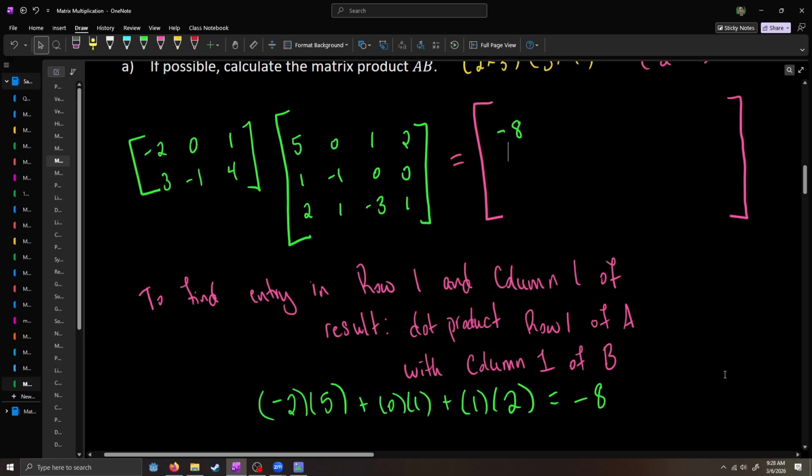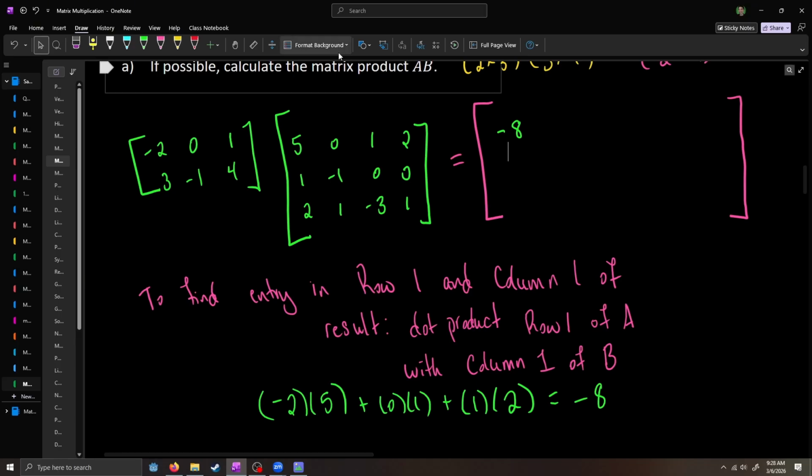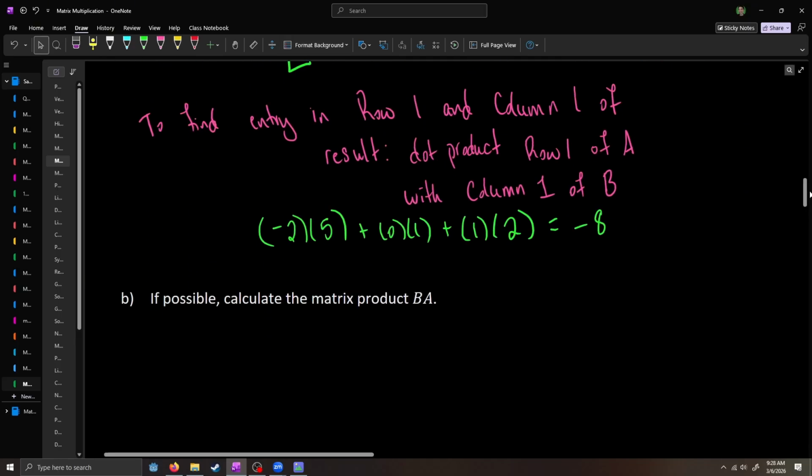If I want to find the entry in row 1, column 2 of our resulting matrix, I'm going to dot product row 1 of the first matrix with column 2 of the second matrix.